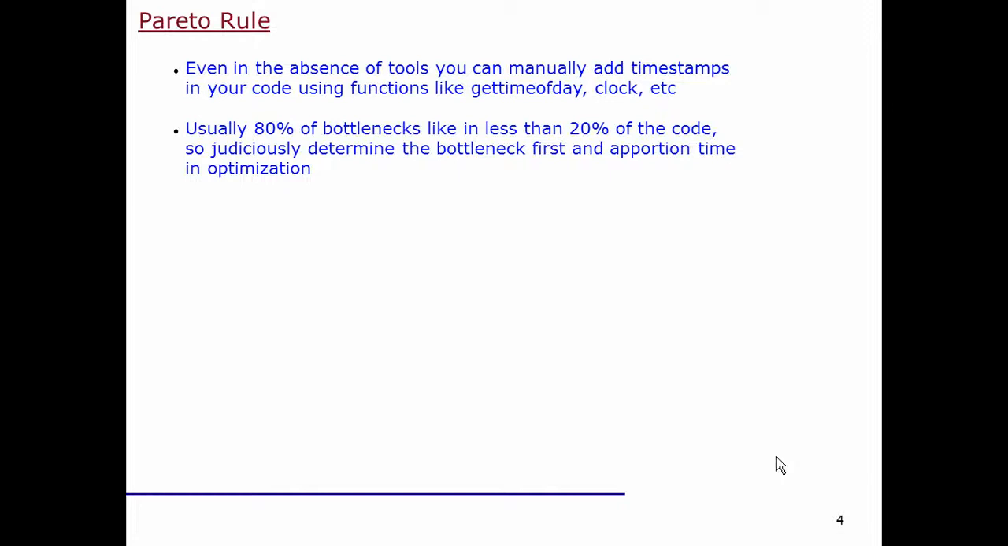And even if you did not have tools, you could have always put timestamps to get the data. But the problem comes in the next stage, that you cannot go about finding out bottlenecks and optimizing each and every bottleneck. You need to make some assumptions that given a large amount of code, usually this Pareto rule applies, that more than 80% of bottlenecks lie in less than 20% of the code.